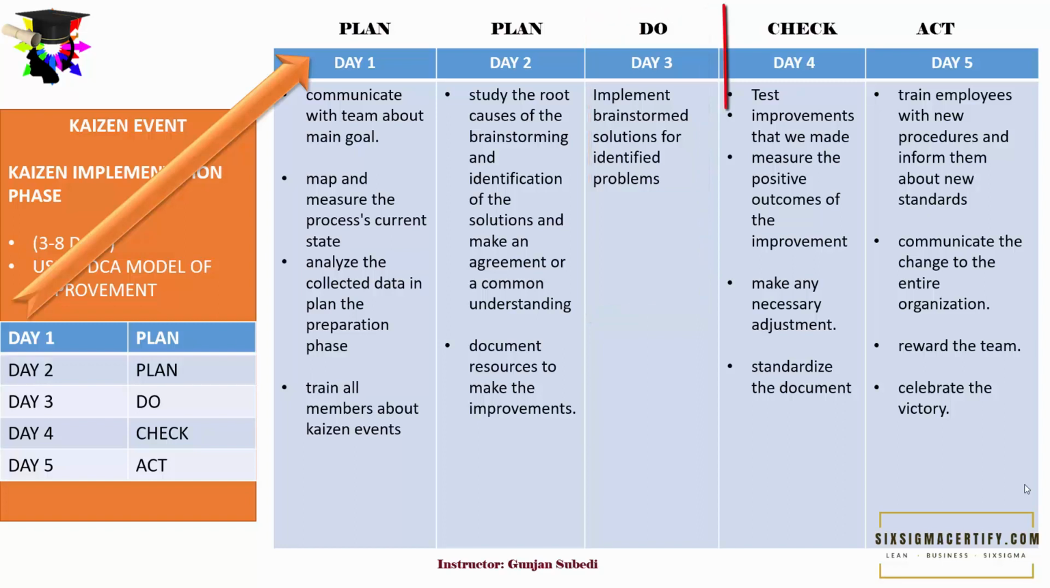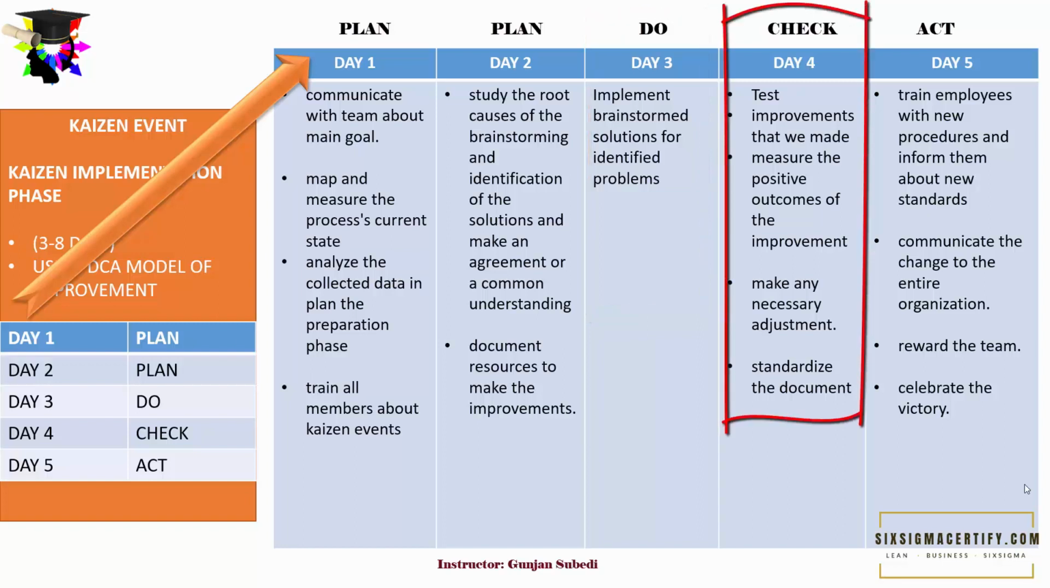Day 4 starts with testing the improvements that we made and measuring the positive outcomes of the improvement if that is possible, and making any necessary adjustments. This is also called the check phase of the Kaizen event, and the day where we should standardize the documents. I advise you to make at least a standard operating procedure or a new specification document on the same day if any change is to be made. So basically, we make the SOPs and new specification documents on day 4.